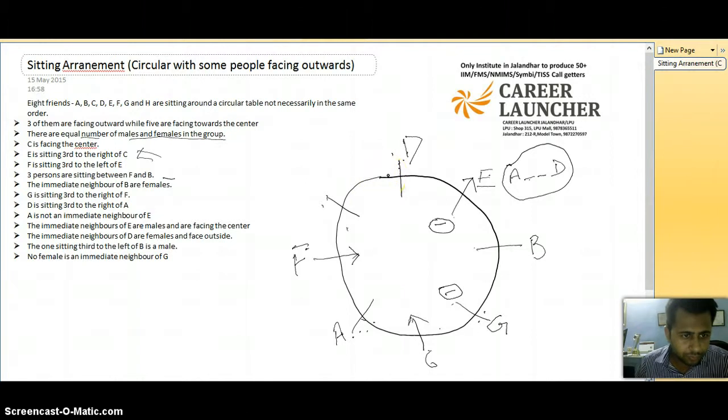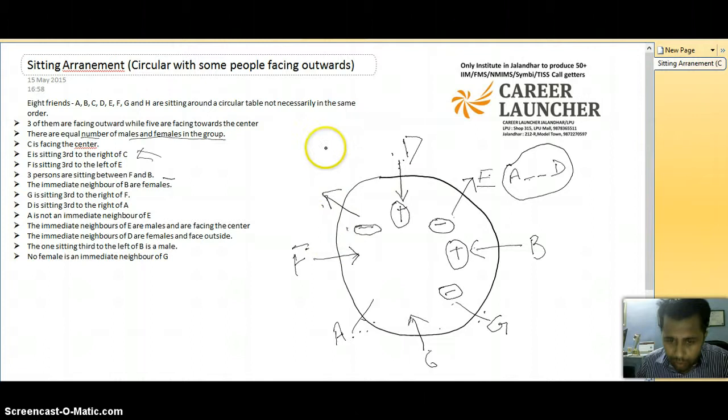Okay. The next sentence. Immediate neighbors of E are males and are facing the center. So this one is a male and is looking at the center. He is also looking at the center and he is a male. And next is immediate neighbors of D are females and face outside. So D's neighbors are females. This one is a female. This one is also a female and they face outside.